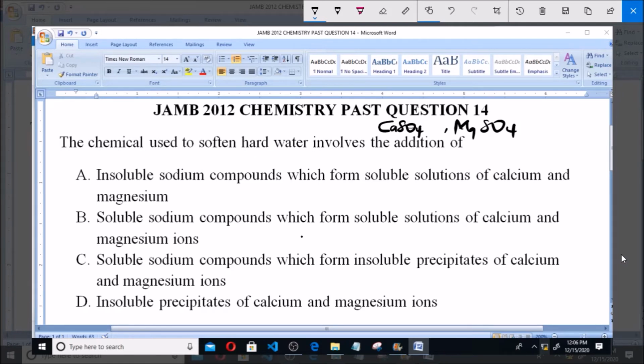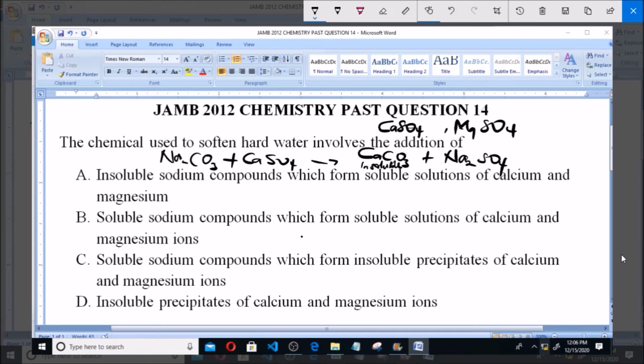Now the chemical that can be used is a soluble sodium compound, like sodium trioxocarbonate(IV), Na2CO3. When you put this soluble compound in hard water containing calcium sulfate, which is soluble, it will give us an insoluble calcium trioxocarbonate(IV) plus sodium sulfate. This calcium trioxocarbonate(IV) is insoluble in the water, thereby precipitating this ion.